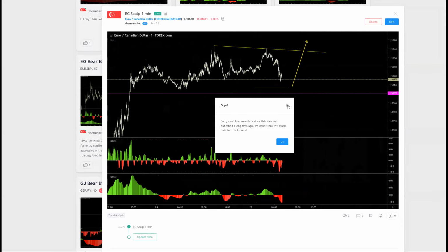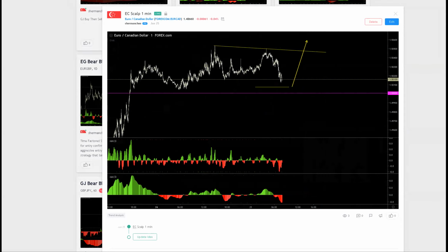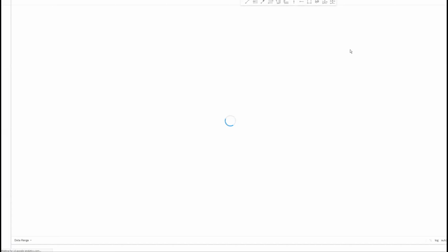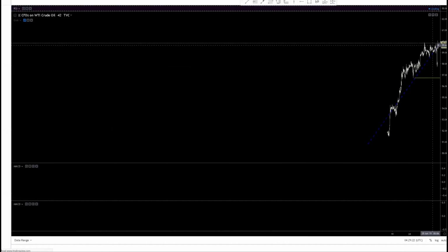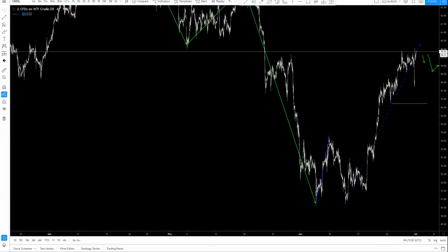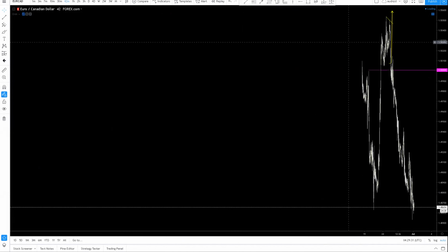Okay, you can't load data. Never mind. So let's go see whether I got it, whether this is wrong. Let's see whether this kind of swing actually works on a 1 minute, which it does, right? So let's look at EURCAD 1 minute and see what happened there.